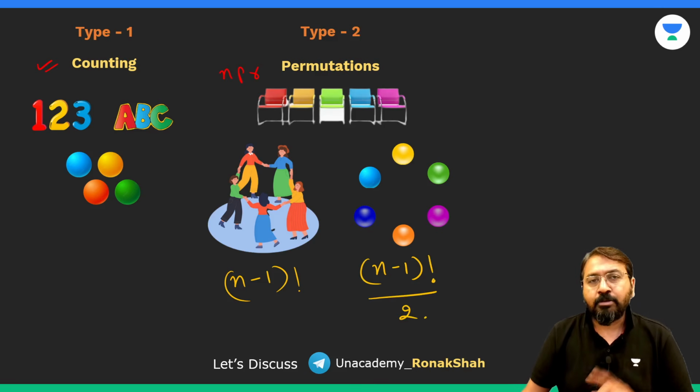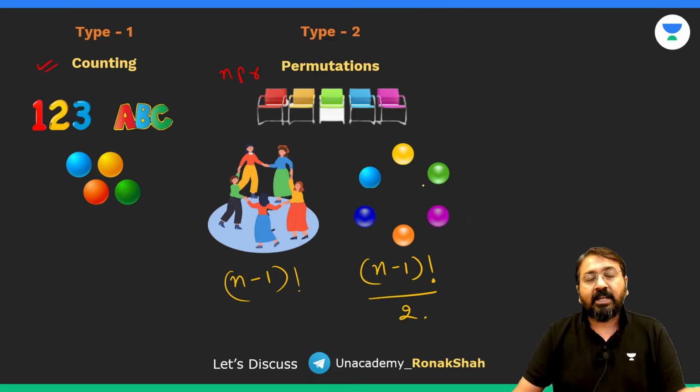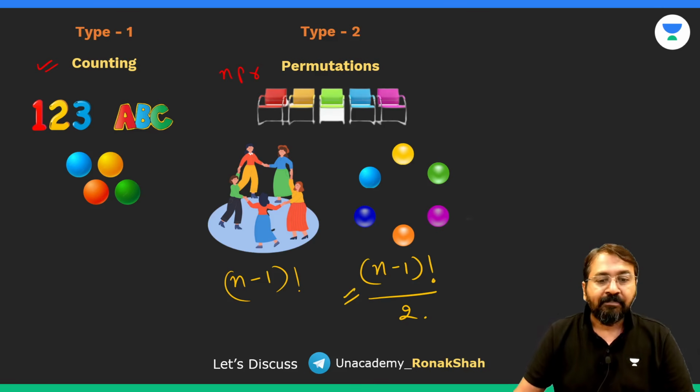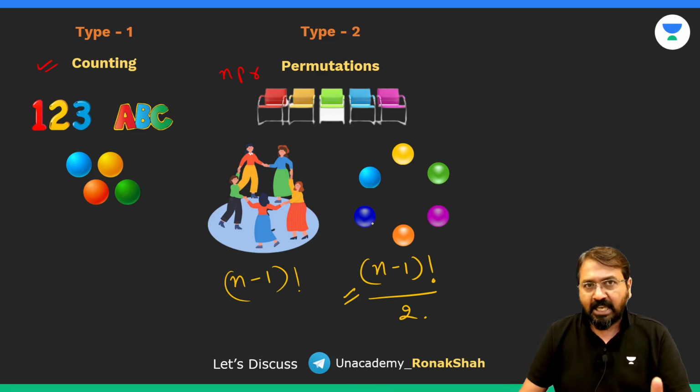The only thing you need to remember over here is that all these formulas would work when all the objects are different. For example, if there are 6 different pearls and if I want to create a pearl set, I can use this formula. But if 2 or 3 of the pearls are of the same color, then I can't use this formula. So just be careful about that.